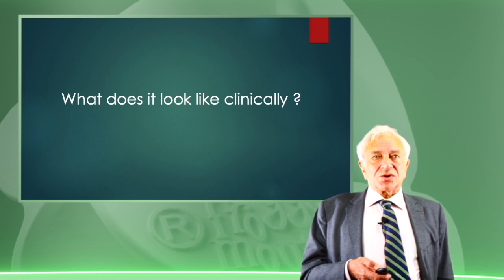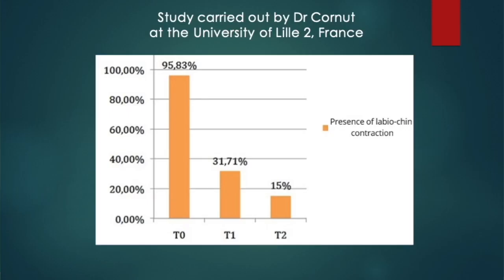I can show you some clinical results. Studies have been done at the University of Lille by Dr. Cornu, and she tested four items which are always present in the sucking deglutition problem. The first is labiomental contraction. At the beginning of her work, 95% had a contraction of the labiomental area. T1 was at 5 weeks and T2 at 10 weeks, and we can see that we reach only 15% of contraction at the end of the experimentation.